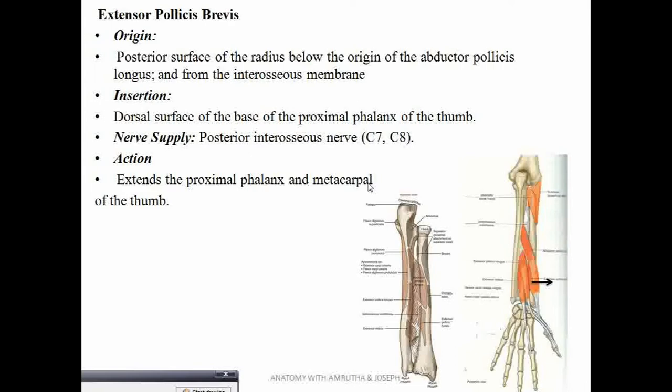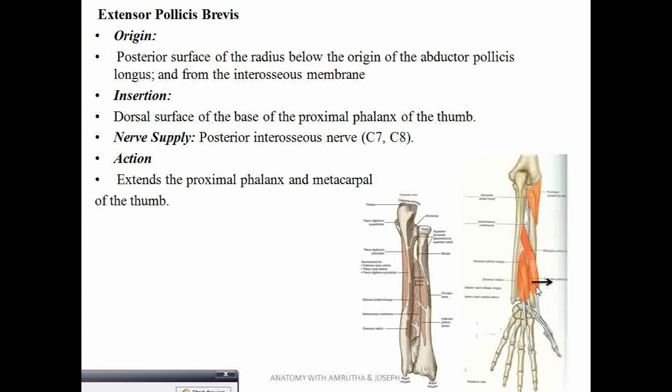Extensor pollicis brevis. This muscle is deep to, or you can say medial to abductor pollicis longus, a little deeper. Origin: posterior surface of the radius. Extensor pollicis brevis, this side. So it is from the posterior surface of the radius, below the origin of abductor pollicis longus, and from the interosseous membrane. So radius below the origin of abductor pollicis longus and the interosseous membrane.